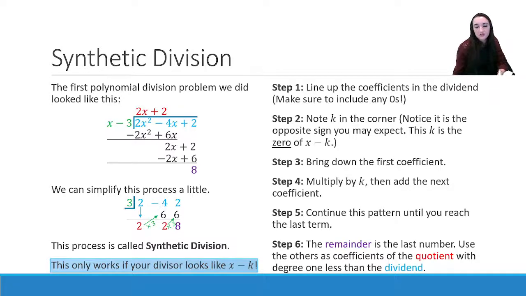So, the remainder is the last number, that number 8, and we use the others as coefficients of the quotient. So, when we write out our final answer, we would say 2x plus 2. We just take whatever the bottom part under that line is. Our remainder is the last number, and for everything else we go 1 degree lower than our dividend. So we started with x squared, this becomes 2x. And then we just add each part. So we'll go through a few examples here so you can get more experience with this.